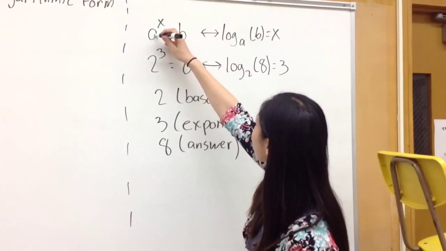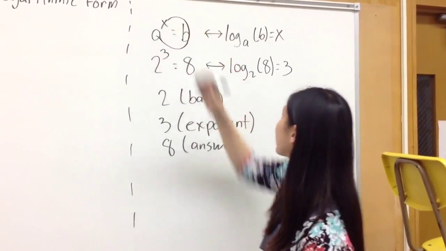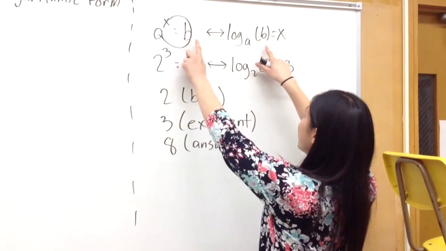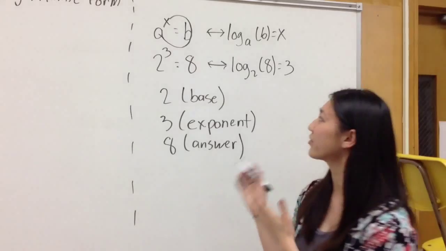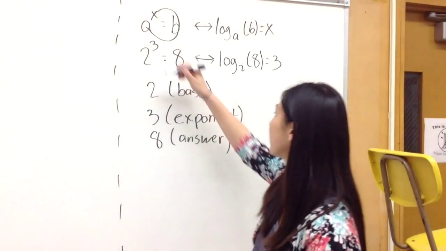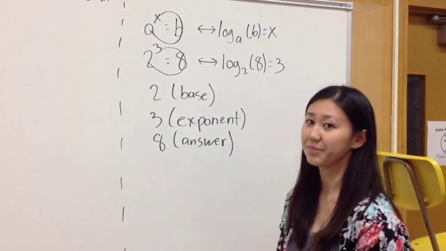So it goes log base A of B is equal to x. So log base A of B equals x. And the spiral really just shows you the order in which you write everything. So again, we have log base 2 of 8 equals 3.